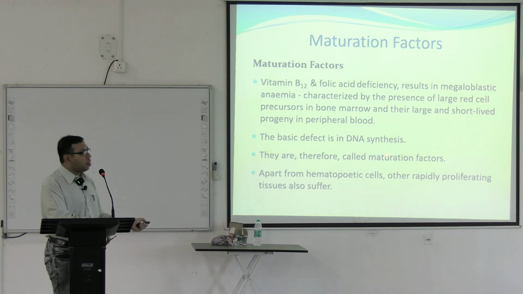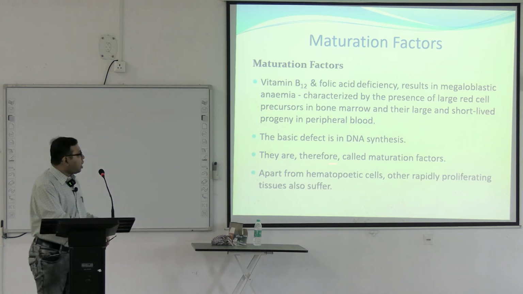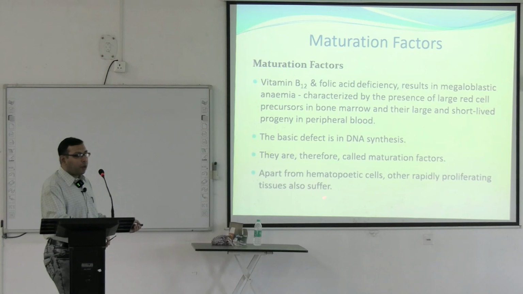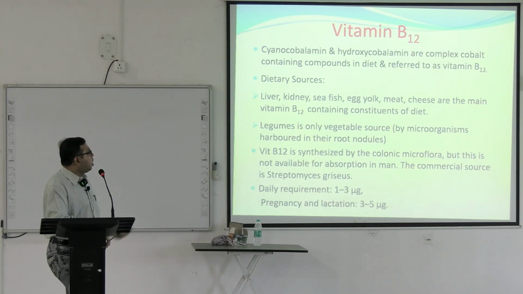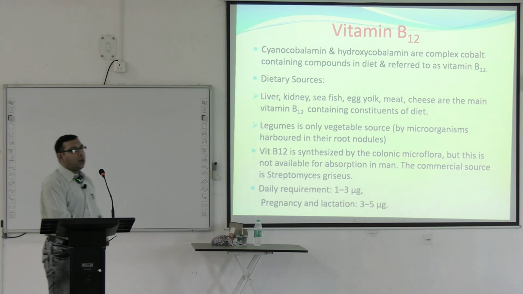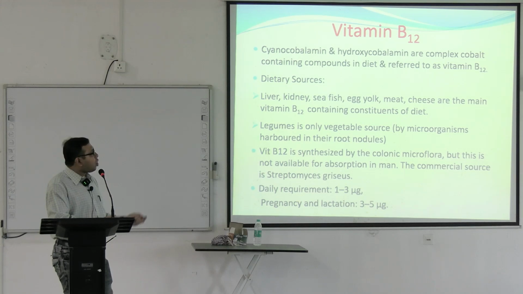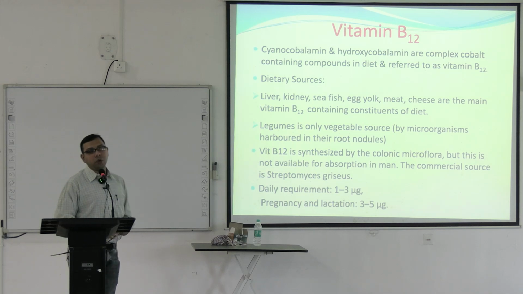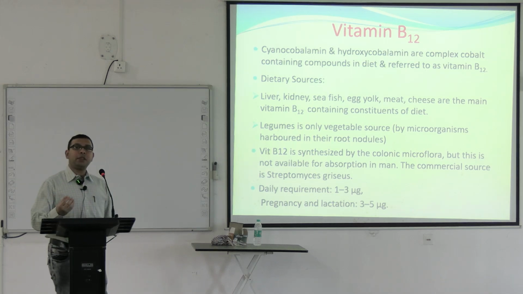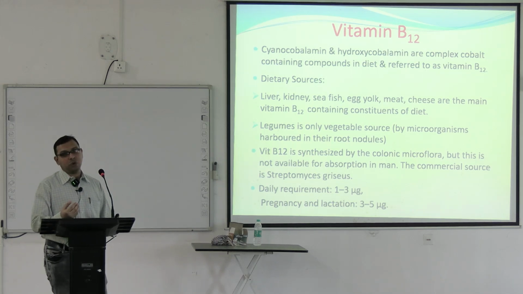The basic defect is in DNA synthesis. They are therefore called maturation factors, and apart from hematopoietic cells, other rapidly proliferating tissues also suffer. Now coming to vitamin B12. There are two forms of vitamin B12, cyanocobalamin and hydroxycobalamin. These two forms are complex cobalt-containing compounds in diet, and together they are known as vitamin B12. So vitamin B12 is basically a cobalt-containing compound.